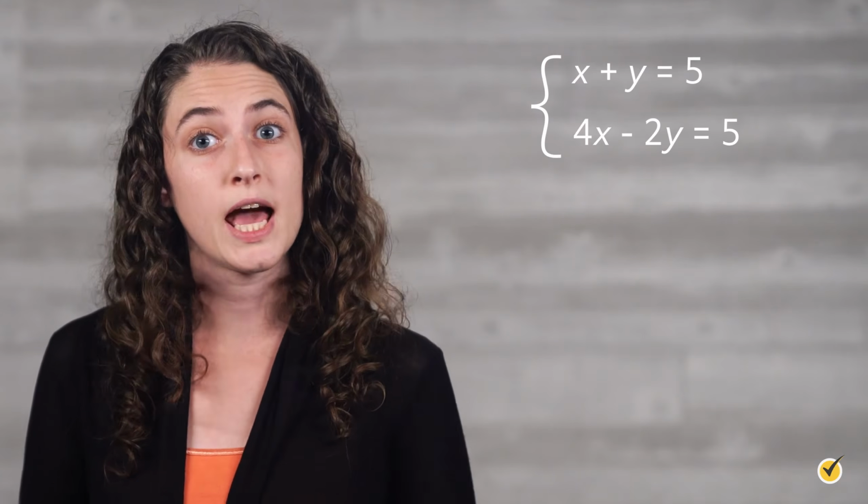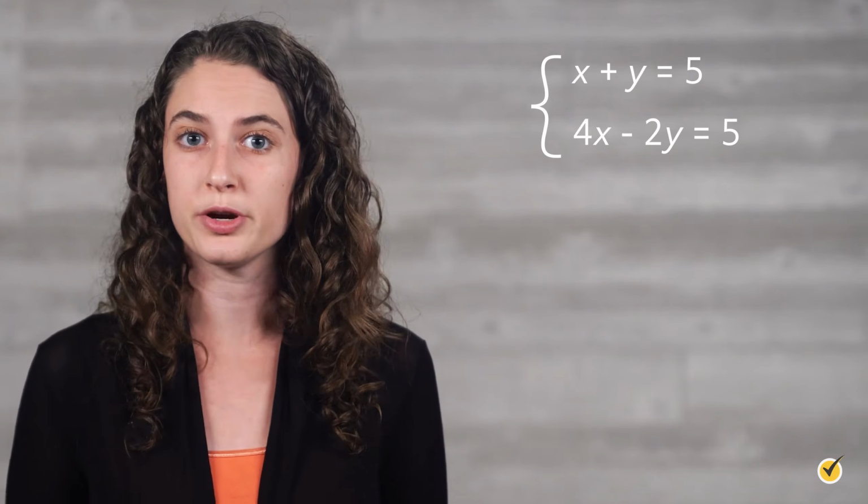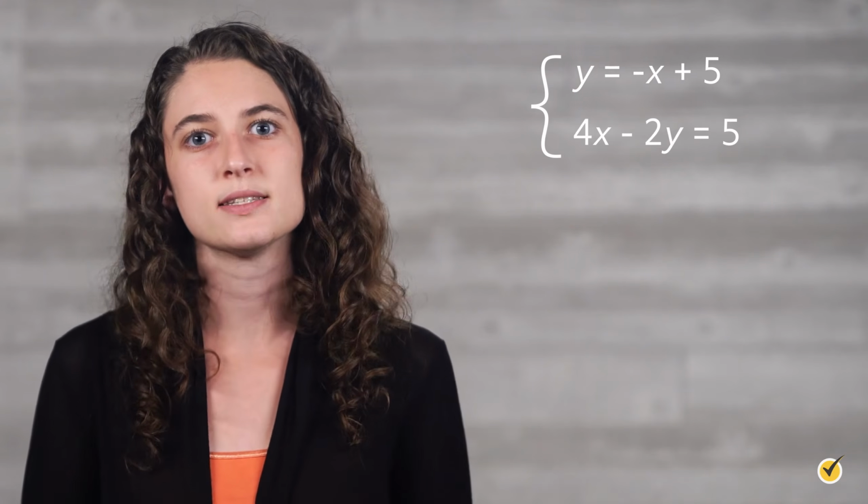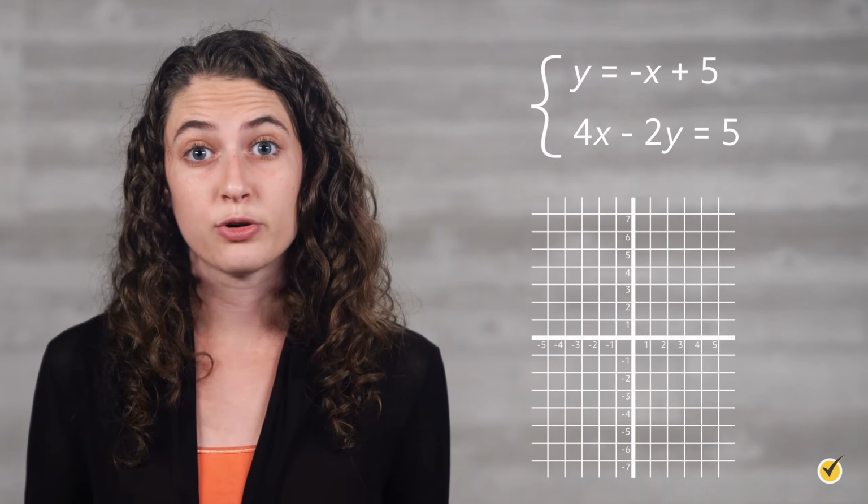Let's try an example. Find the solution x, y that satisfies both equations in the following system. To draw the first equation as a line, we need to convert it into the form y equals mx plus b by getting y on the left side by itself. Subtract x from both sides to get y equals negative x plus 5. Now that we have the equation written this way, we can see that it represents a line with a slope of negative 1 and a y-intercept at positive 5, which we draw like this.